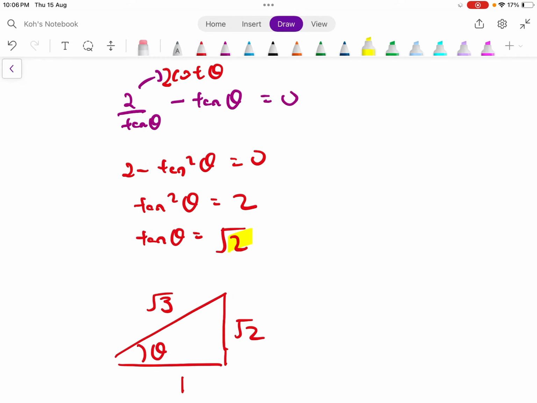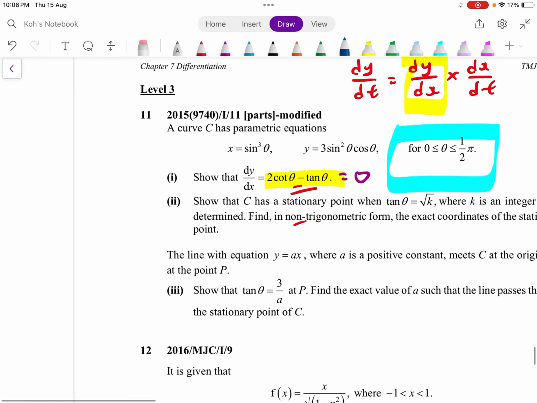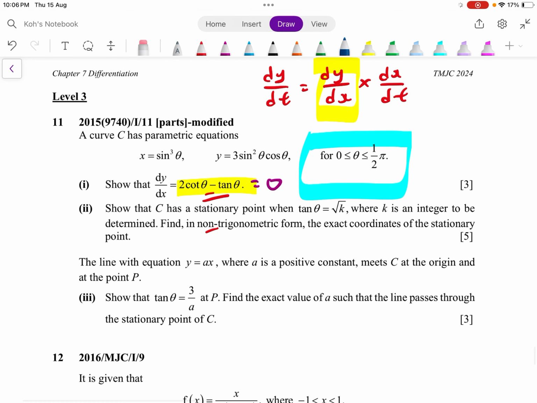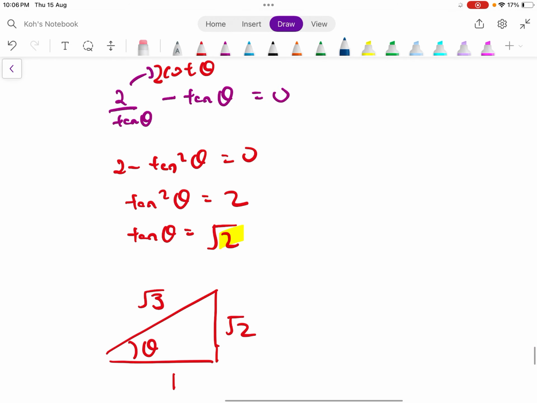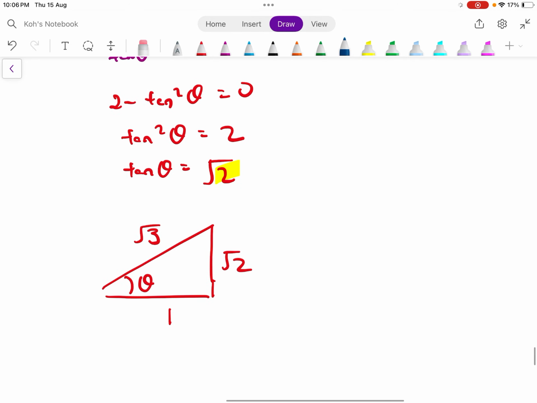Okay, now the real question comes. How do we actually do the next part? Find, in non-trivial form, the exact coordinates of the stationary point. Meaning, what is the x, comma, what is the y. First thing first, we must always draw the right-angle triangle. Tan theta is equal to square root 2 over 1.